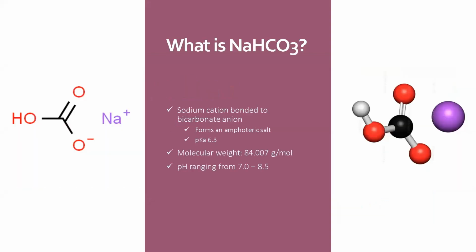So, what is sodium bicarbonate? It's a sodium cation bonded to a bicarbonate anion to form an amphoteric salt. It also has a pK of 6.3. If you remember from forever and a day ago, amphoteric means that it can act as both an acid or a base, depending on the situation that it's in. Normally, sodium bicarbonate's a weak acid, but it does readily decompose to carbon dioxide and water when exposed to an acid. But when it's exposed to a base, it forms various forms of carbonates and water.